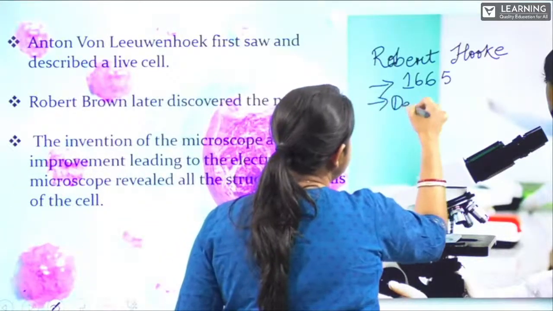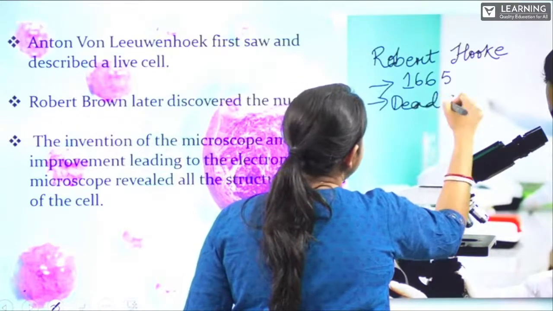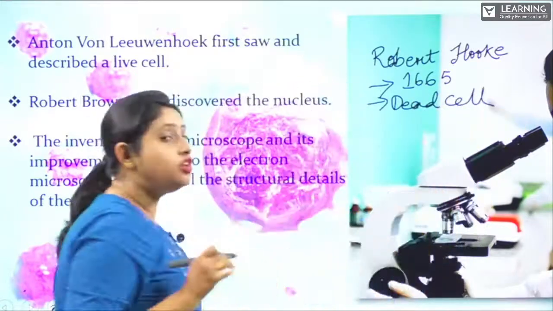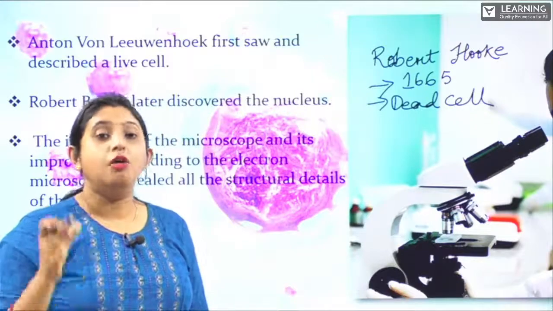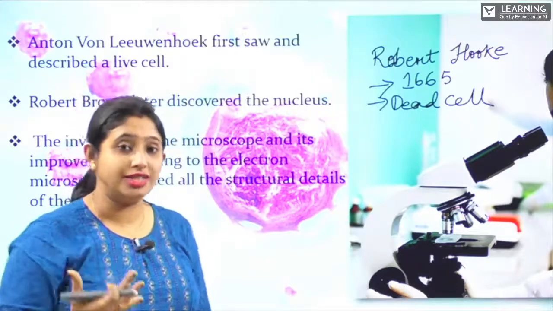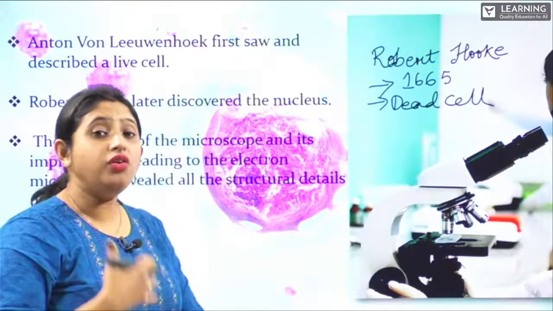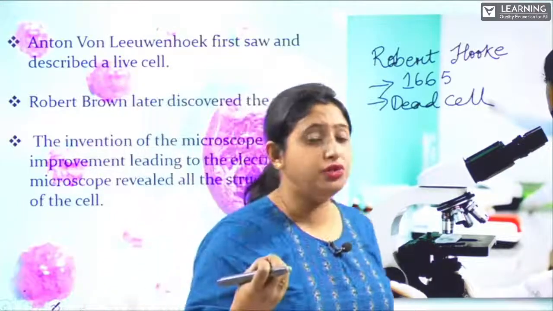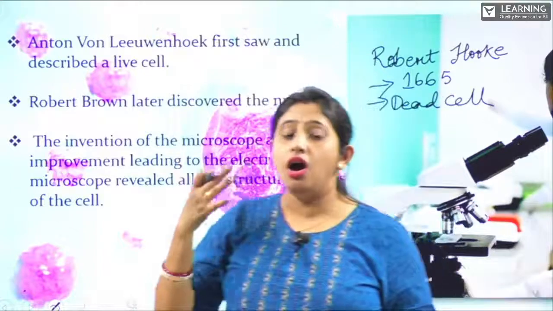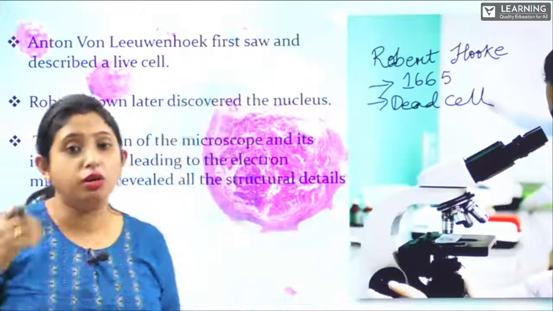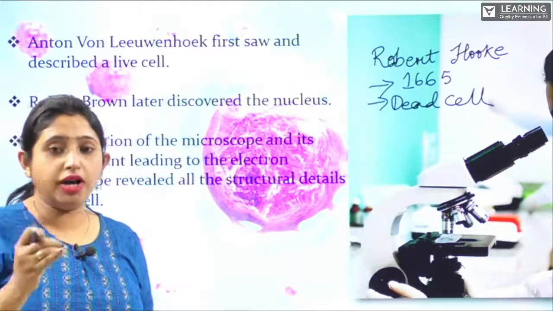So what type of cells he has seen? He has seen the dead cells, okay? Because he was not having a proper microscope to see the cells clearly. So he observed the dead cells. Now, how he observed the dead cells? What he has observed? He has observed the bark of the tree.